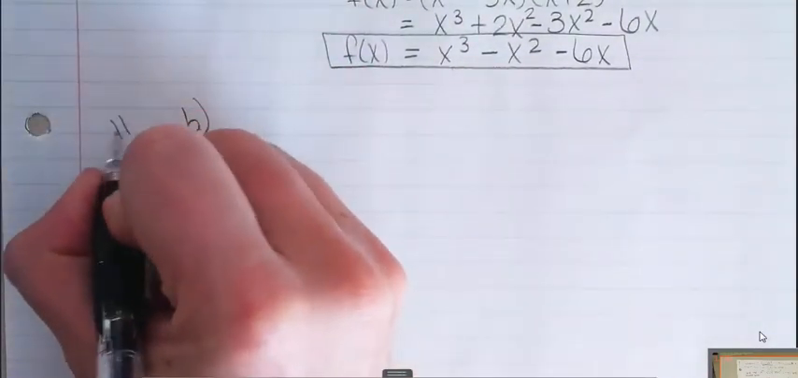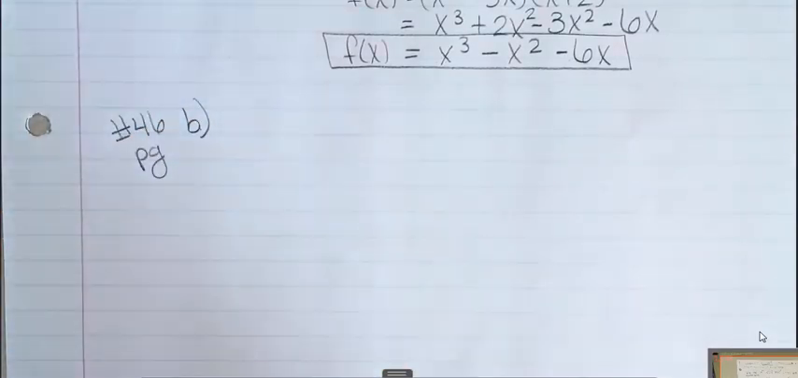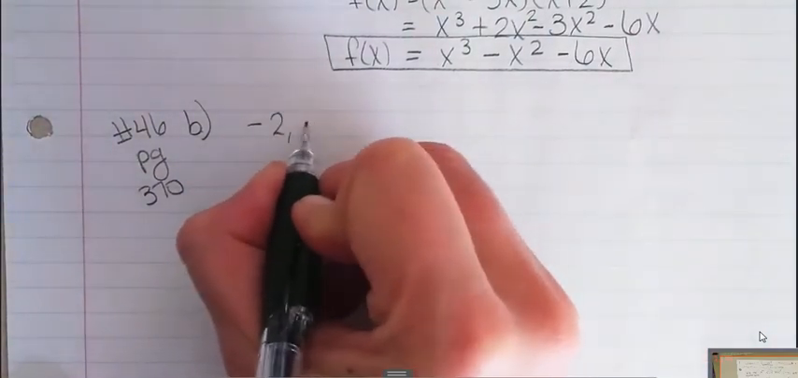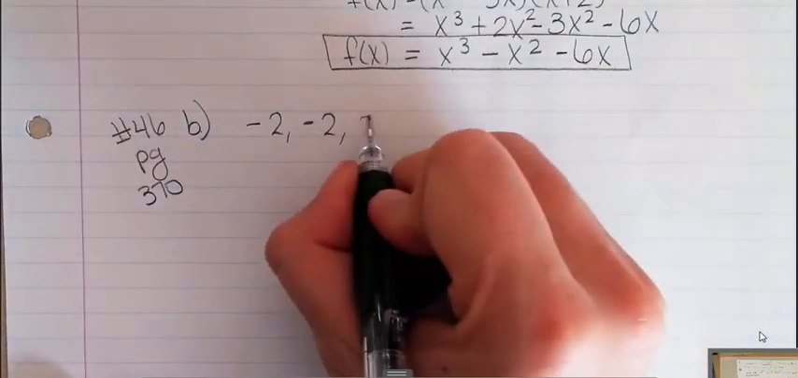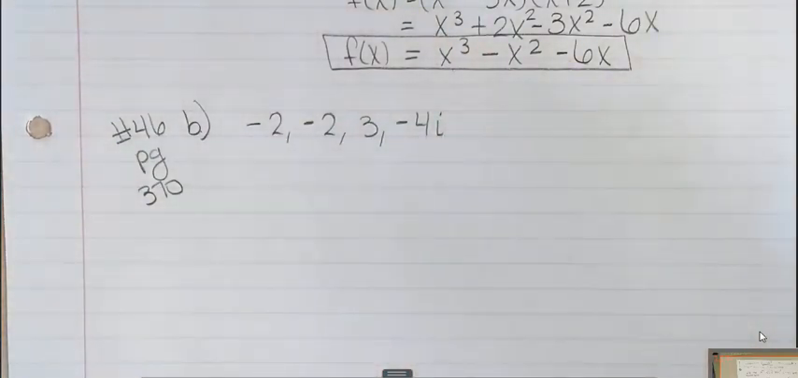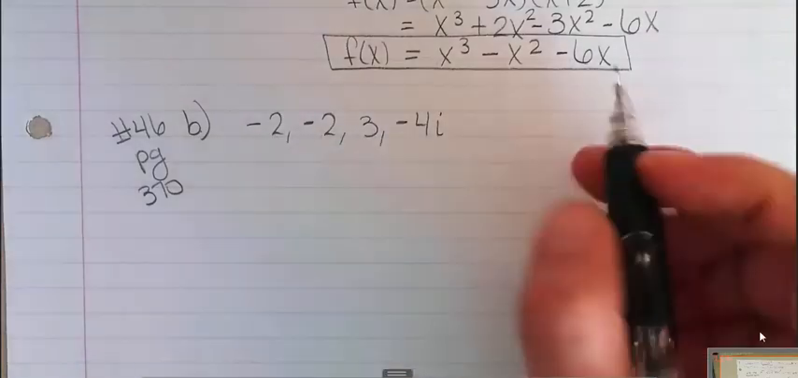This will be number 46 on page 370. So you are given -2, -2, 3, and -4i. Okay, so first of all, you have two roots that are exactly the same.